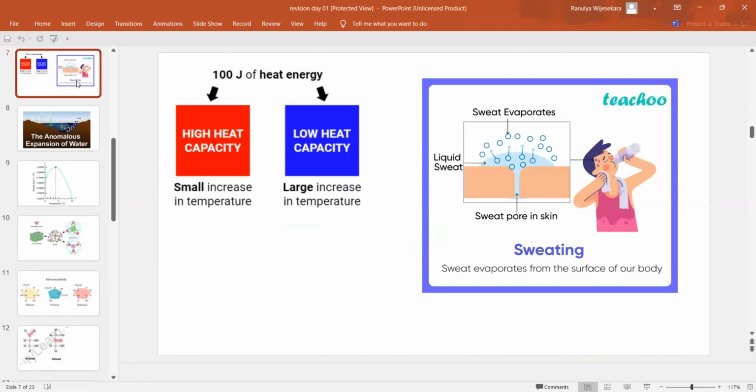Right. So under this, we have to learn two properties of water: high specific heat capacity and high heat of vaporization. Right. You know, water can absorb or release relatively high amount of heat energy by a slight change in its temperature.